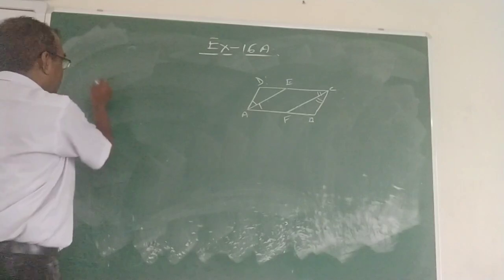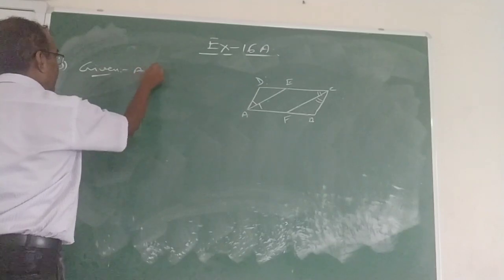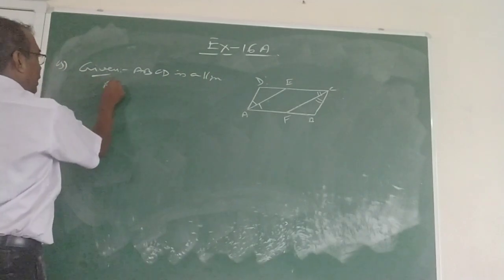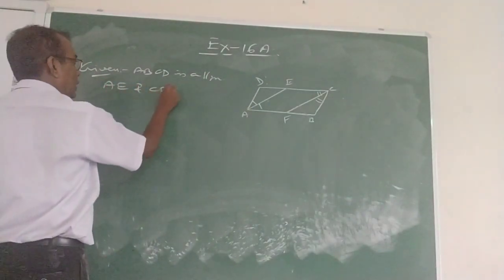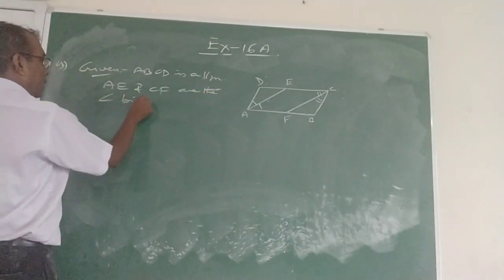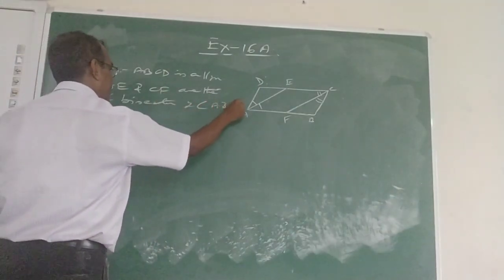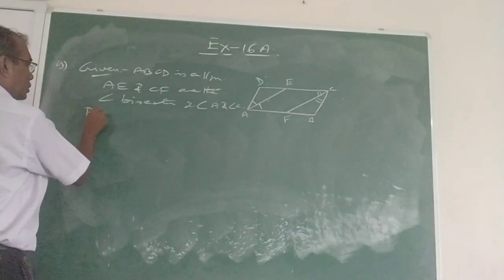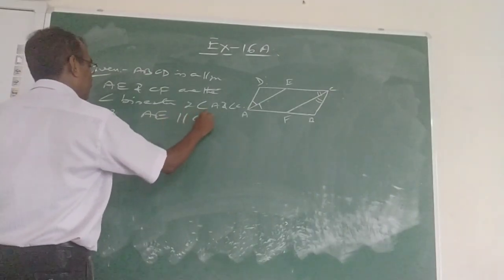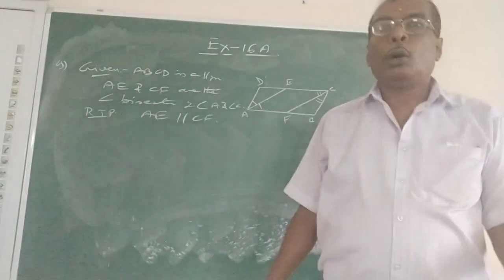Proof. First of all, given: ABCD is a parallelogram. AE and CF are the angle bisectors of angle A and angle C. Required to prove: AE is parallel to CF. In what way am I going to prove this?